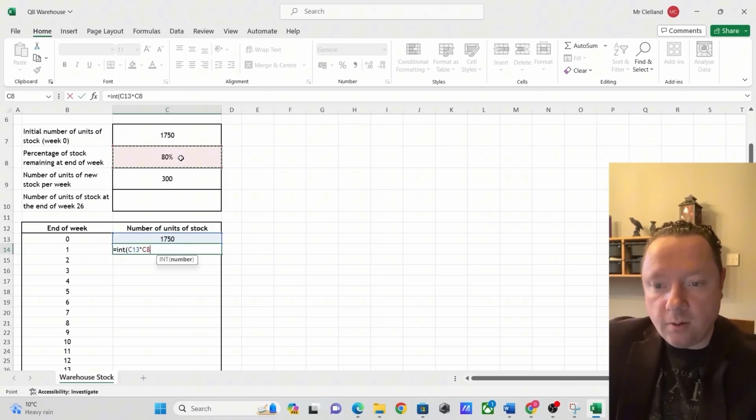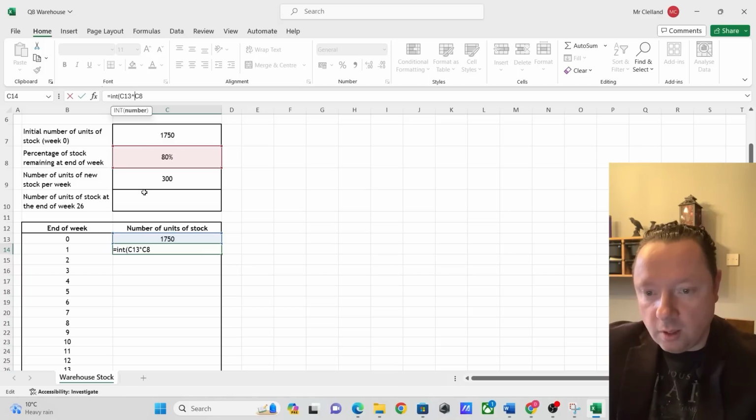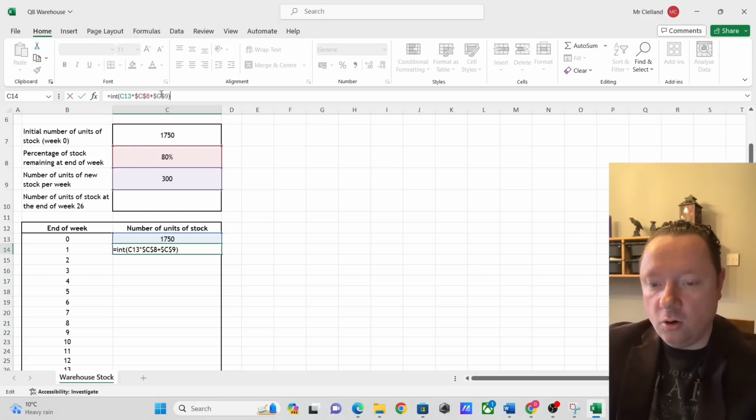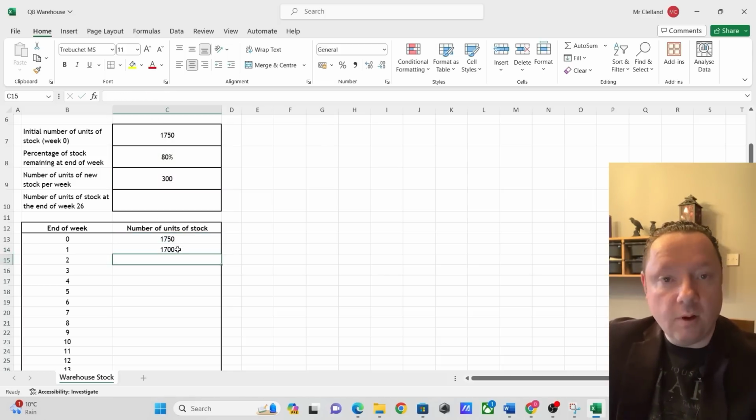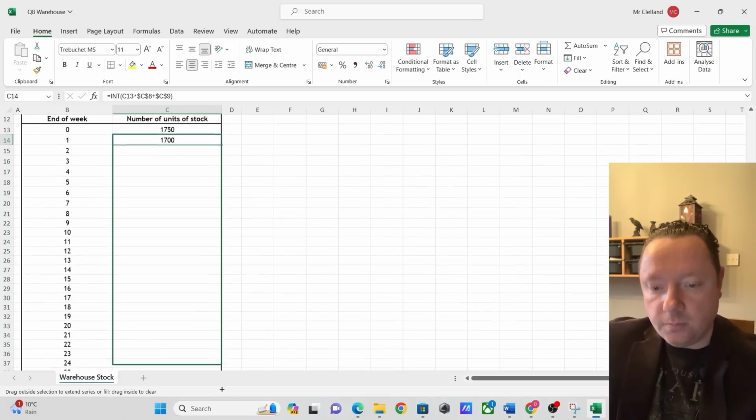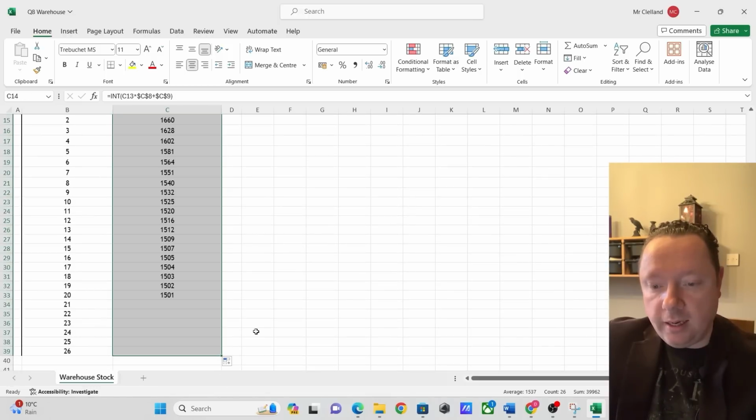So this one, but remember we need dollars. So if it doesn't give you the dollars by clicking, you need to put it in yourself. Plus, and I'm just going to type the next one, $C$9, because I don't want them to change. So just make sure you watch for your dollars. Otherwise, you'll end up with a whole mistake. We now want to copy that all the way down. We can press Control-C, Control-V, or just highlight and pull down. So I'm just pulling it down and I get an answer.